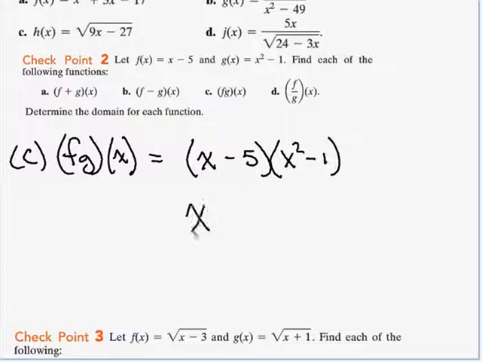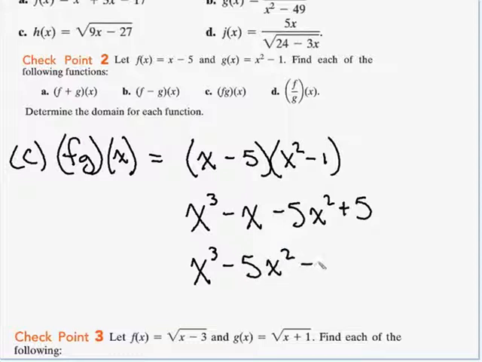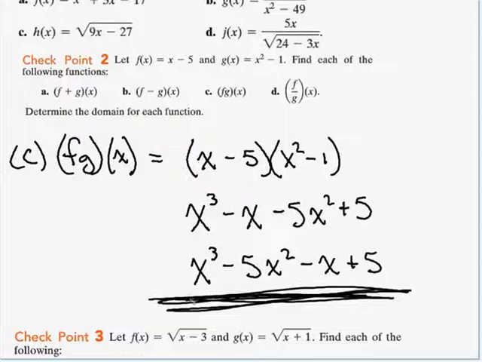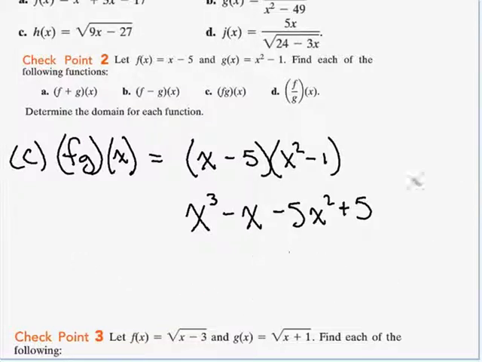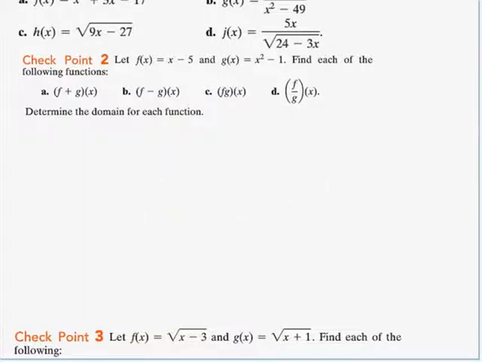We're going to get an x cubed minus x minus 5x squared plus 5. Again, I like to put mine in descending order of the exponents, so the cubed will go first. Minus a 5x squared minus an x plus 5. Again, domain would be all real numbers. You know, it's just a simple polynomial, no division, no radicals.